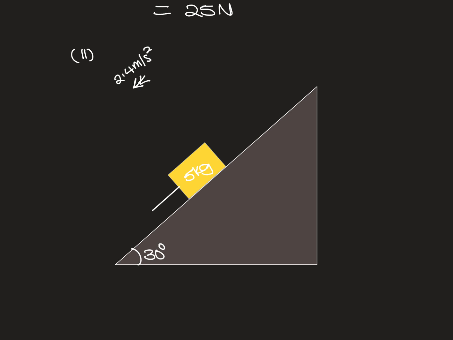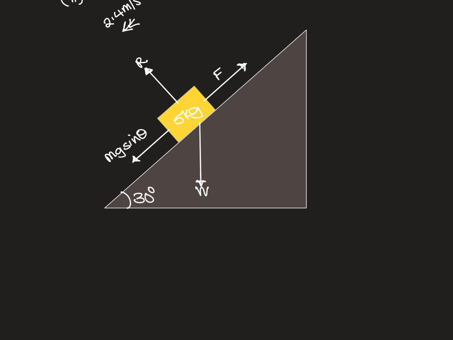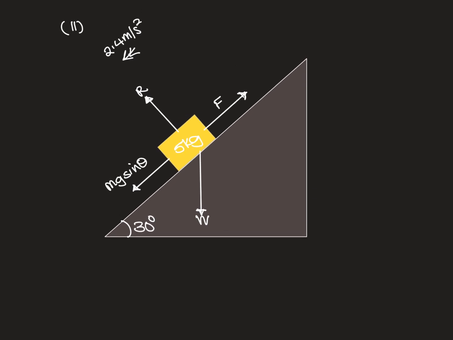We have a force that is going to act downwards, which is mg sine theta, and the force that is going to oppose this is going to be the frictional force. So it's going to act in the opposite direction if the object is to move down. We can indicate our normal reaction R and the weight. So the body is in acceleration. If a body is in acceleration, there has to be a net force.